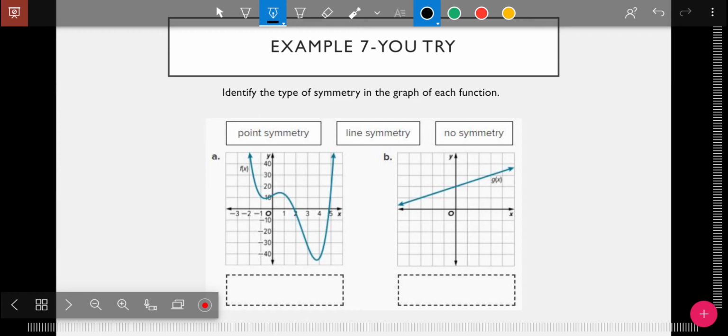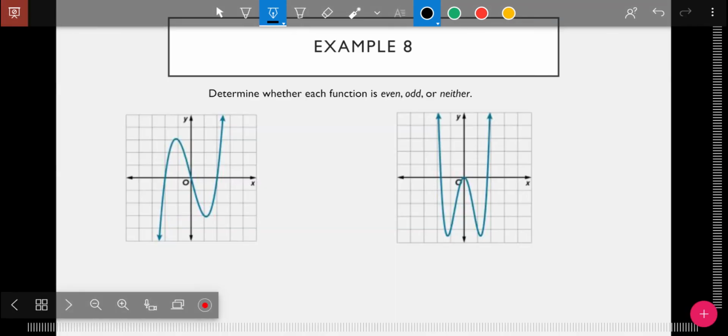All right. So hopefully you got this correct. The first one, A is going to be a no symmetry example, neither point nor line work. And then B is a point symmetry example. All right. Let's look at even and odd functions.